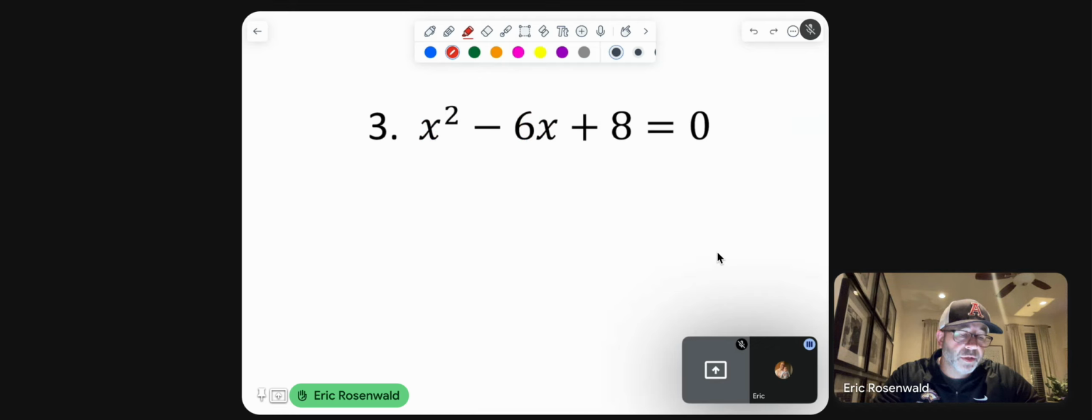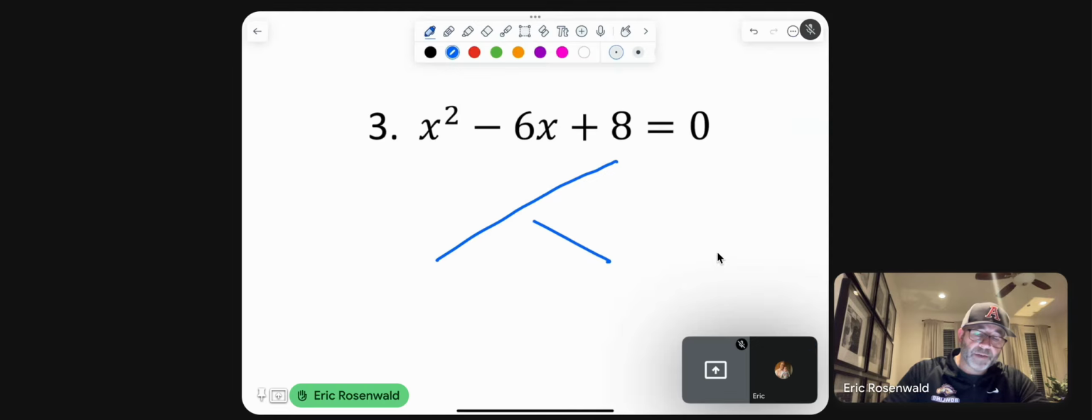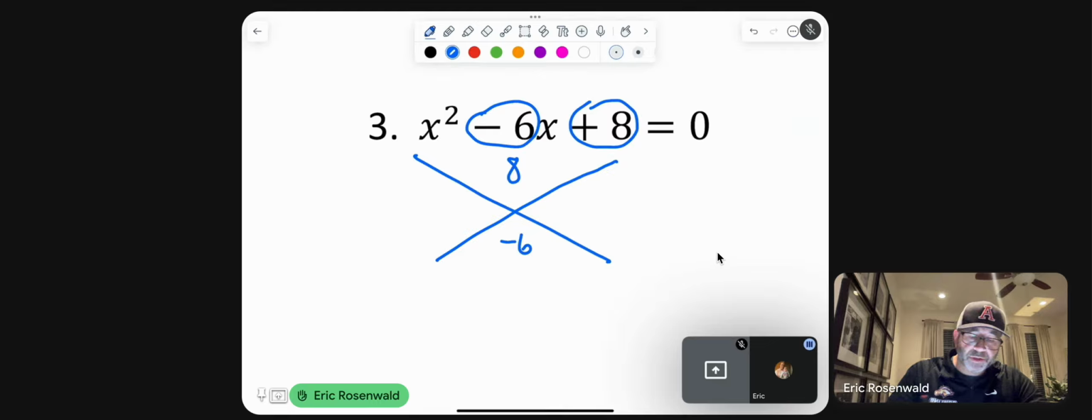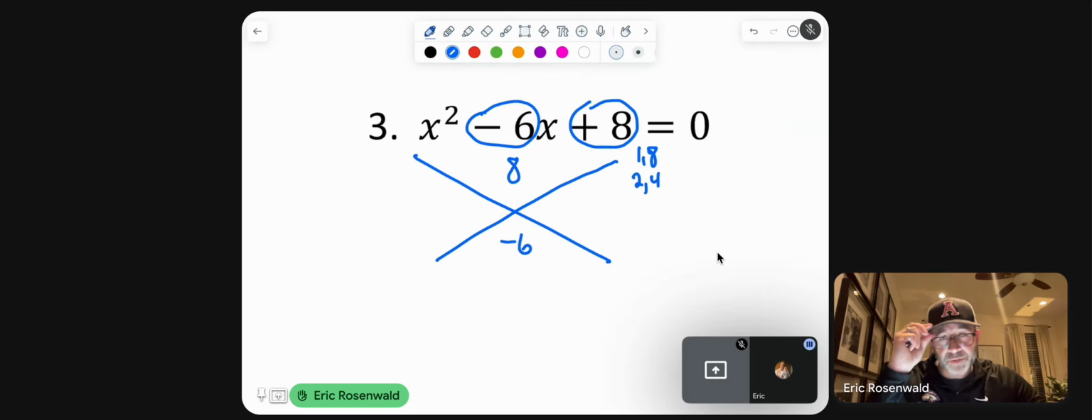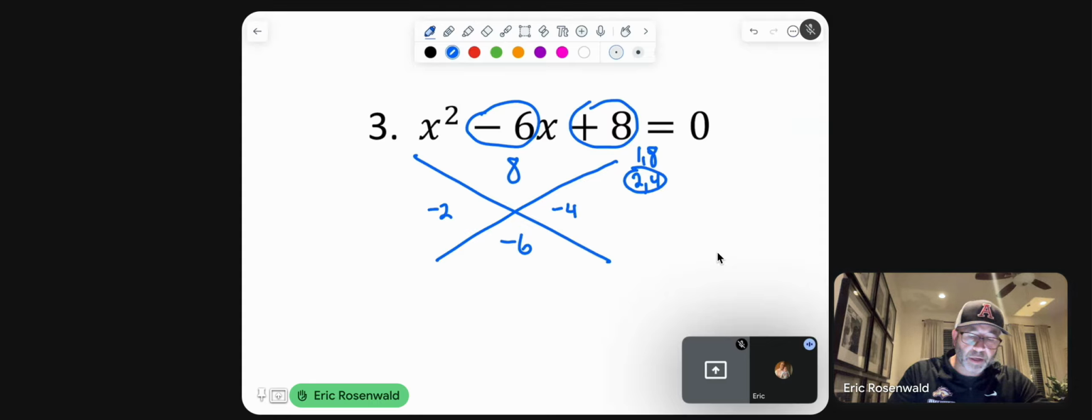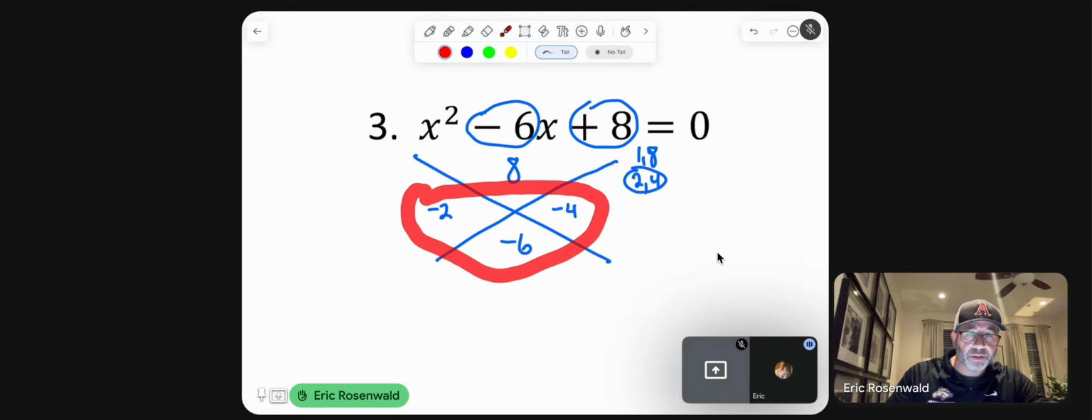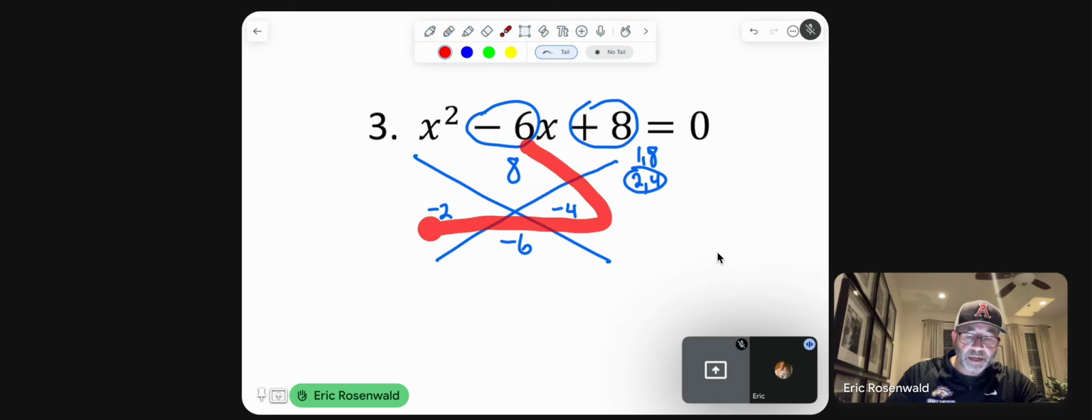When there's three terms, what we look for is if it's possible to find factors of 8 that will give us a negative 6. When we look for the factors of 8, we're looking for 1 and 8, 2 and 4. The only way that we can get a negative 6 is if we have a negative 2 and a negative 4 from this list. When we check them, negative 2 and negative 4 adds up to negative 6. But then when we multiply, negative 2 times negative 4 equals positive 8.